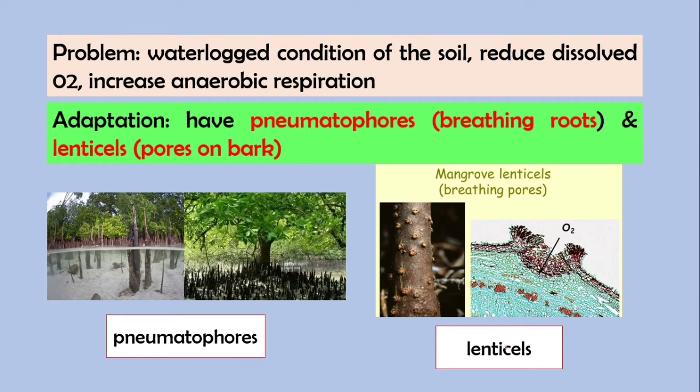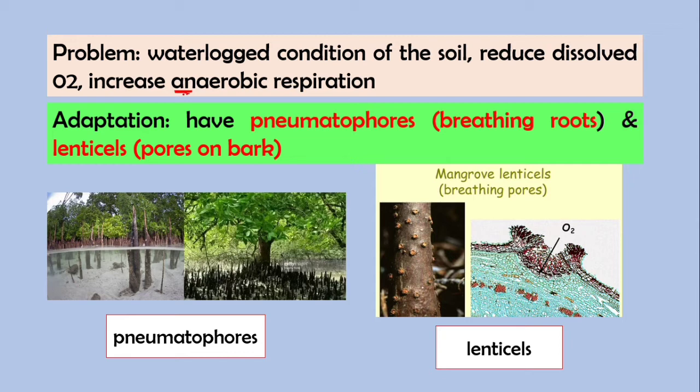Next problem is waterlogged conditions of the soil. Okay, selalu tenggelam dalam air. So this will reduce reserve oxygen to be absorbed by the plants to carry out respiration. So most of the time these mangrove plants undergo anaerobic respiration sebab selalu tenggelam dalam air, so dia kurang dapat reserve oxygen, so mostly dia akan buat anaerobic respiration. So macam mana nak dapat oxygen?